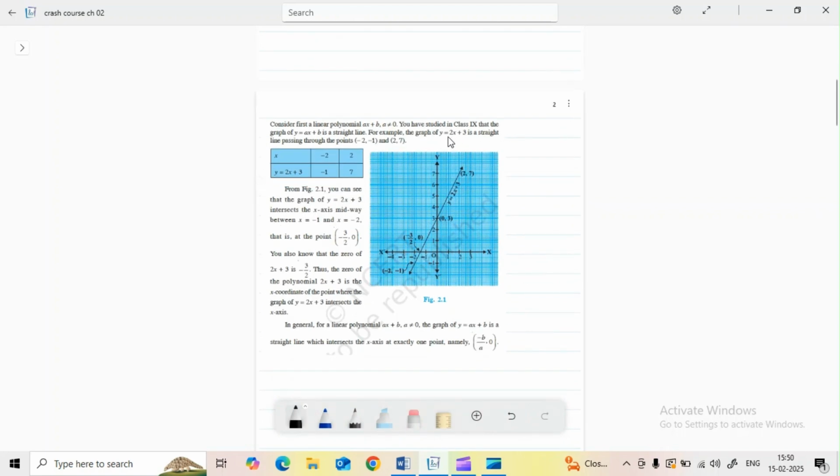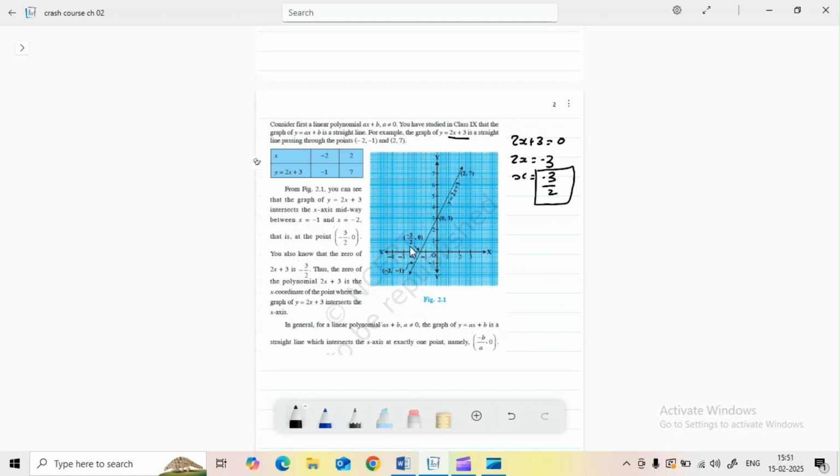If any equation is linear, like over here 2x plus 3, a polynomial equation whose degree is 1, we want to find at which value of x the value of y would be 0. So what I want to say is that 2x plus 3 is equal to 0. At which value of x will the whole equation be 0? So we can write 2x is equal to minus 3, and x is equal to minus 3 by 2. So at minus 3 by 2, the value of y is 0.